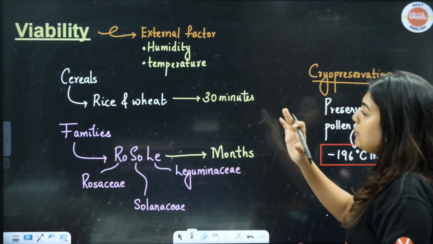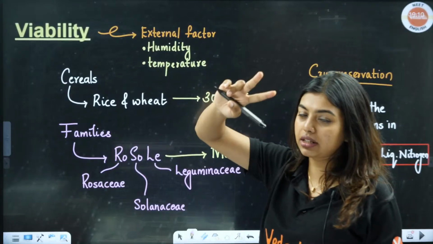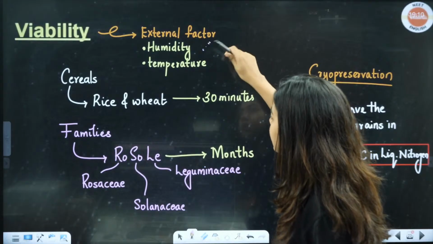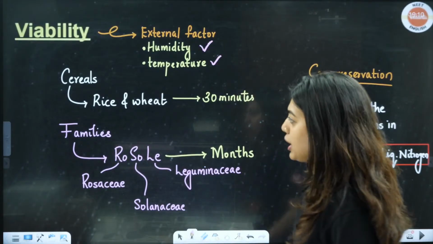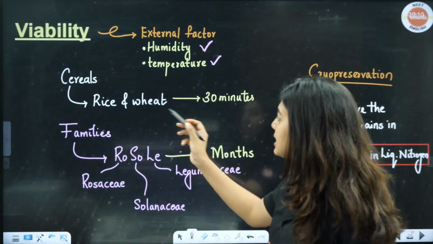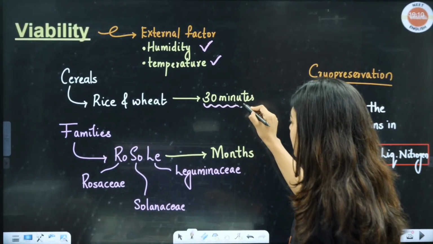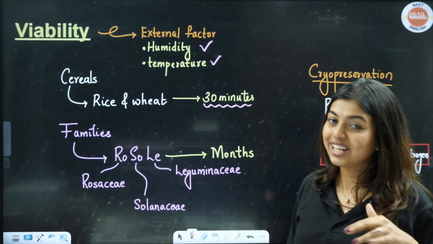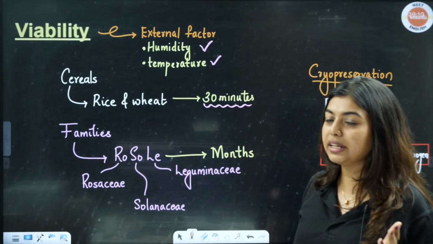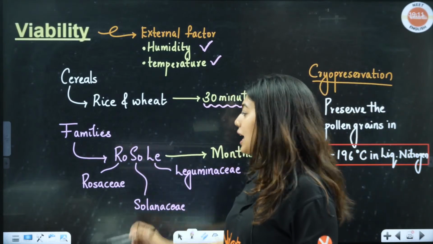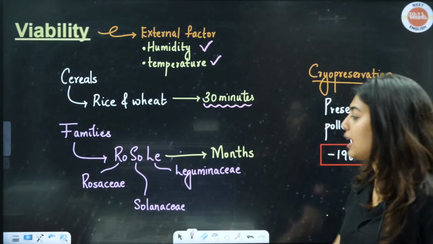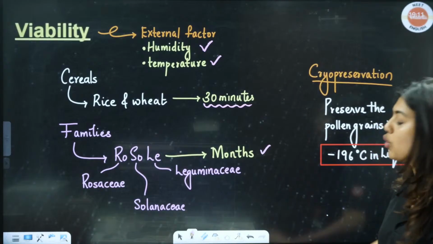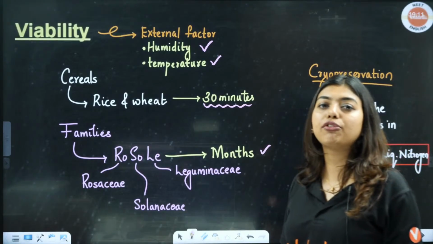So look here, viability is affected by 2 external factors: one is humidity, one is temperature. Now in cereals like rice and wheat, within 30 minutes the pollen grain has to land on the stigma, otherwise the viability is completely destroyed. Now in families like Rosaceae, Solanaceae, Leguminosae, the viability is going to be for months.